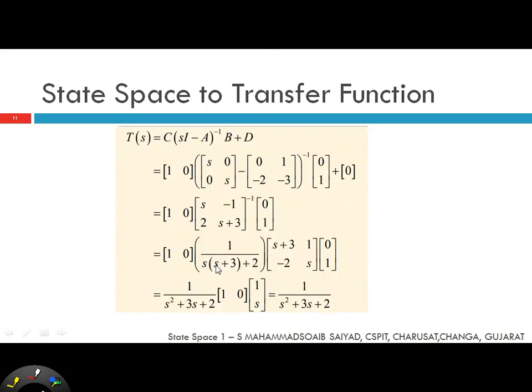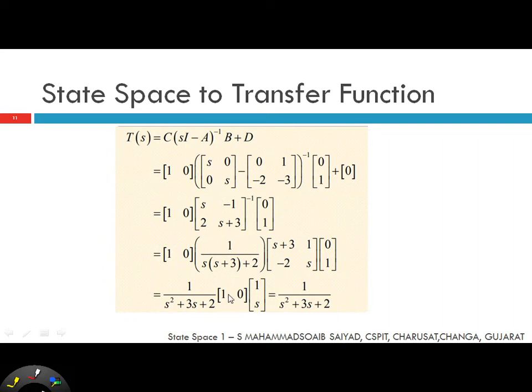Now we just have to multiply the matrices, because only the terms in the denominator are in terms of s square. So s is multiplied over here, giving s square plus 3s plus 2, upon... Okay, we just multiply this. s plus 3 into 0 is 0, and 1 into 1, so the answer is 1. The next term is minus 2 into 0, which is 0, and s into 1, so the answer is 1 into s. So the multiplication of these two results into this.